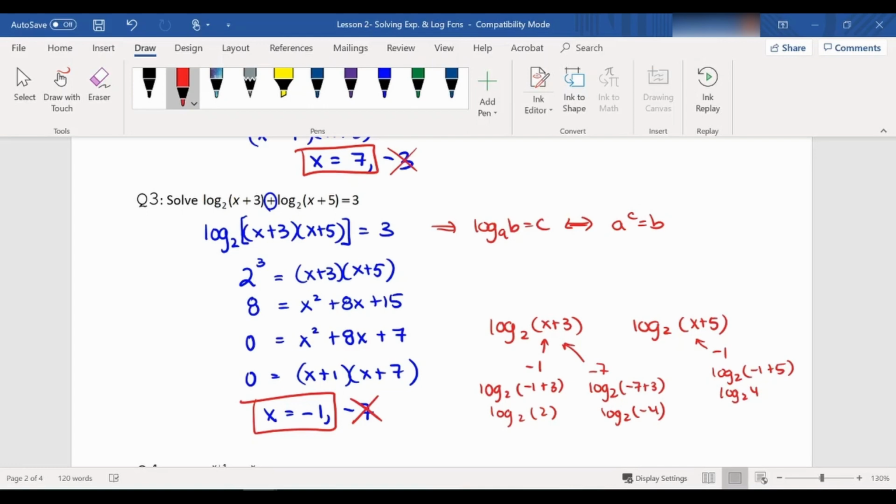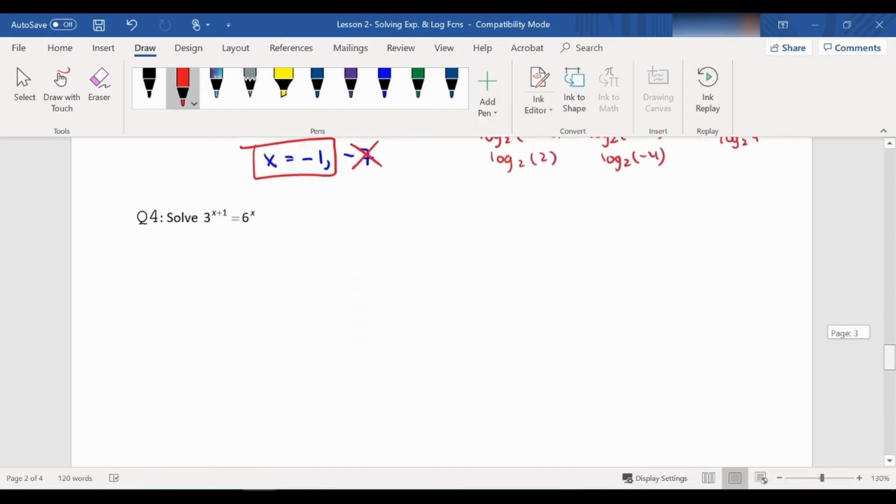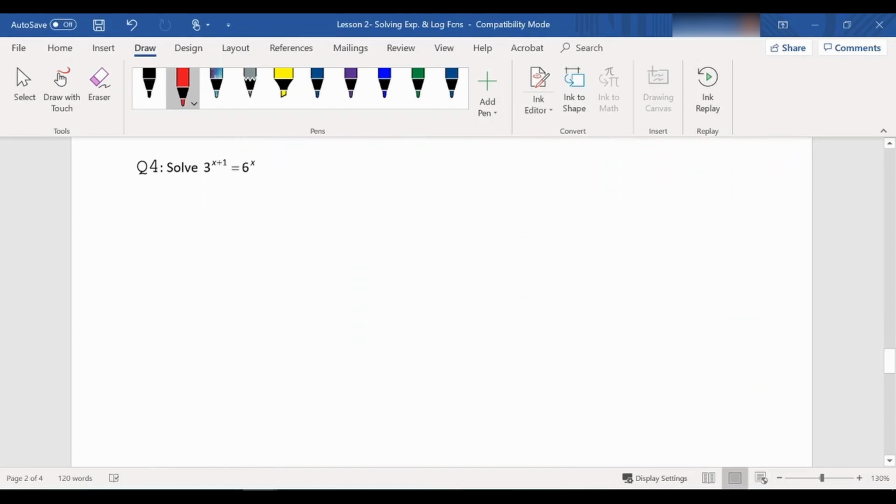Okay. So now that we have these, we can solve questions like this guy. Questions like this are ones where we cannot make the bases the same. We've already got a base of 3 on the left. We can't rewrite that anyway. And the base of 6 on the right cannot be written as a 3. So our only option is to use logs to solve. So what we're going to do is log both sides and then use log laws to solve.